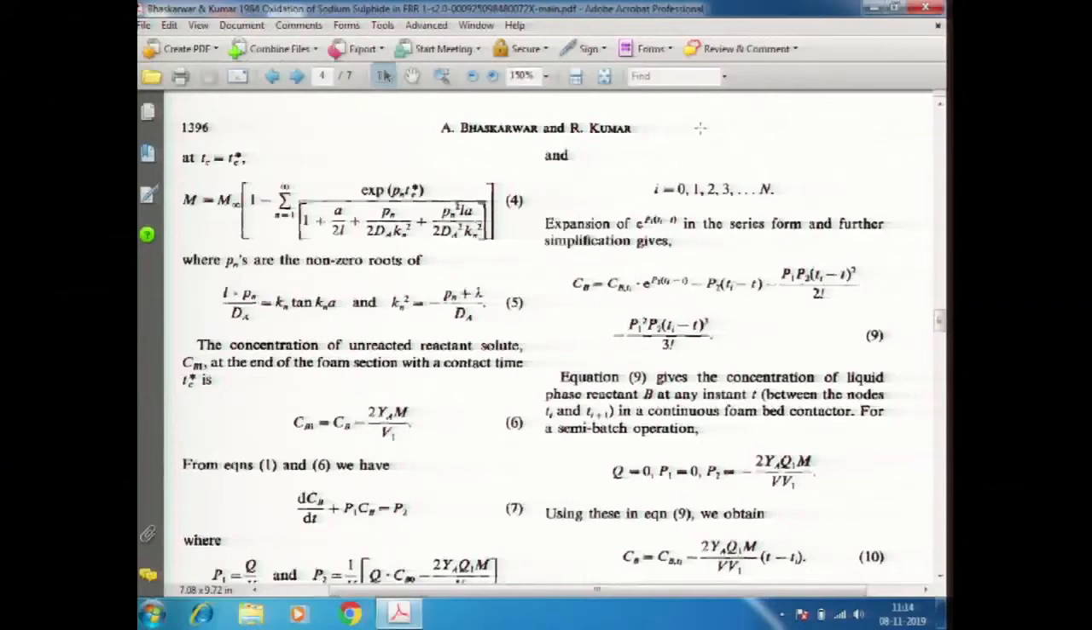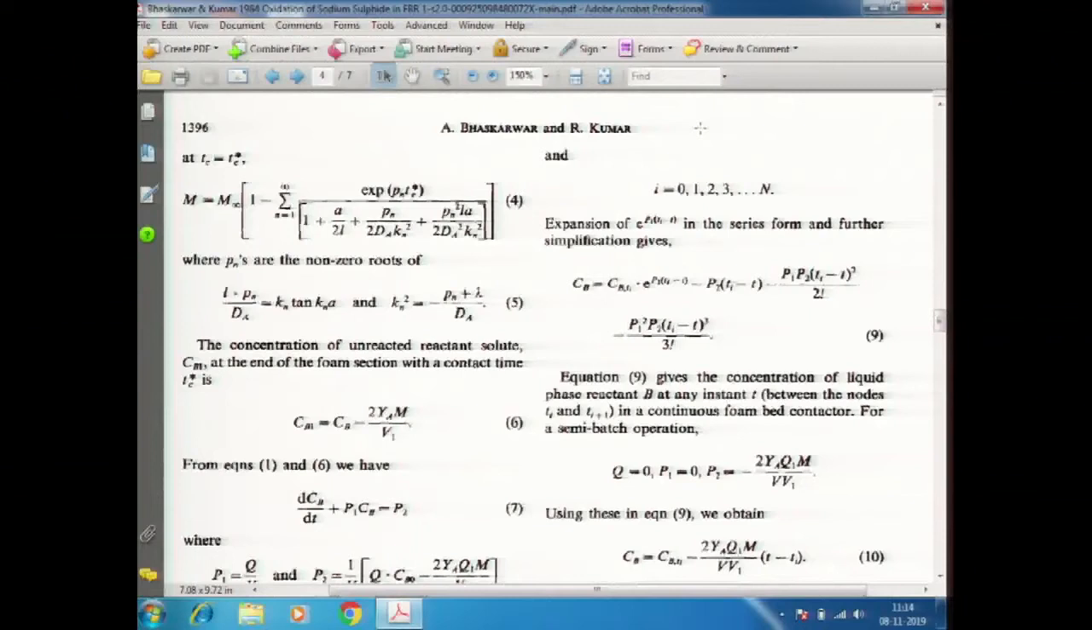If m infinity is Vb by 12 times Ca0 star, where Ca0 star is the initial gas phase concentration, m will automatically be the total amount of oxygen, or moles of oxygen, absorbed in the film at time Tc star, which is the time of residence in the foam section. Once we have this quantity, just take a few seconds to note that the expression for m involves Pn's and Kn's. Pn's and Kn's are related in turn by these two equations.